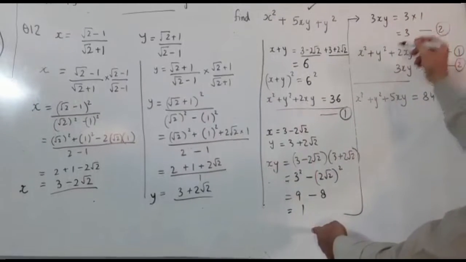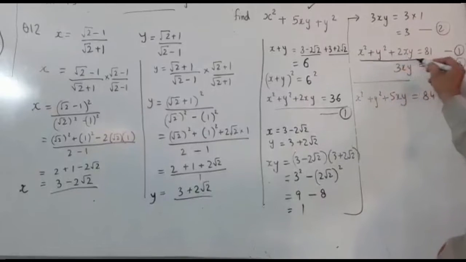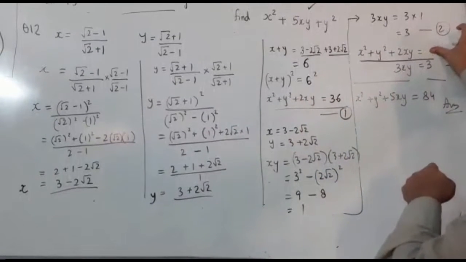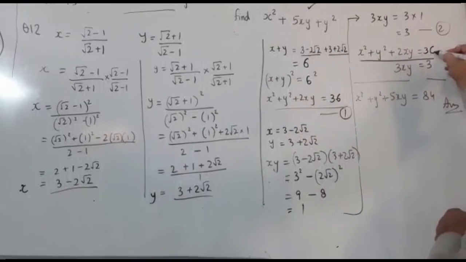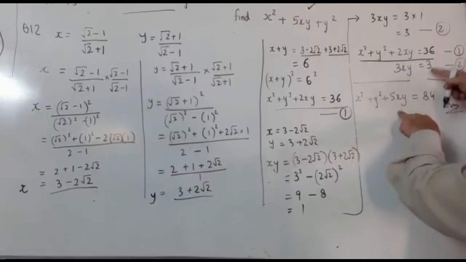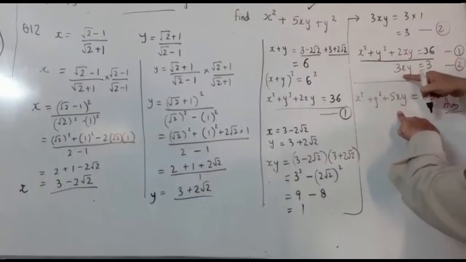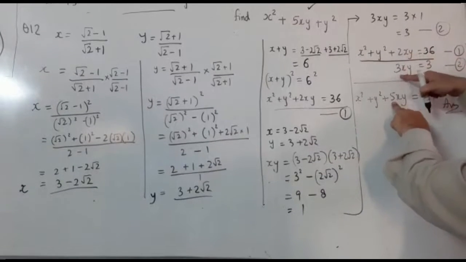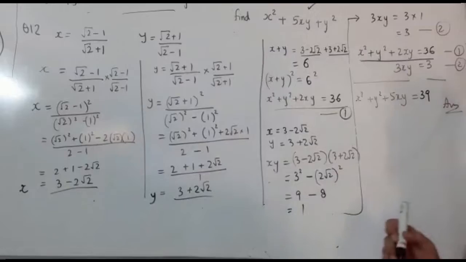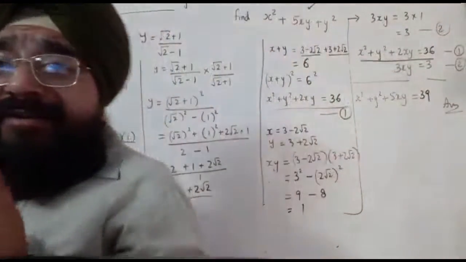So 1 is, this x square plus y square plus 2xy is equal to 36, and 3xy is 3. So x square plus y square plus 5xy, 3 apples plus 2 apples, 2 apples plus 3 apples, 5 apples, is equal to what? 36 plus 3, 39. So this becomes your answer, 39. Got it?